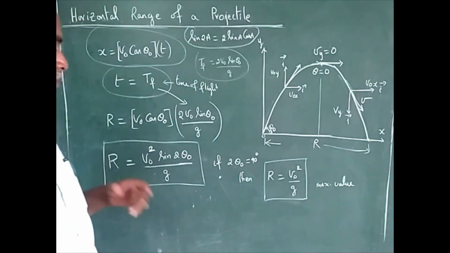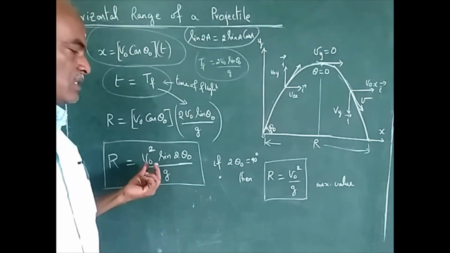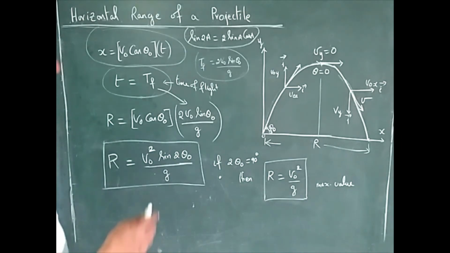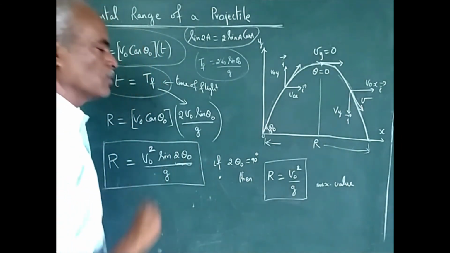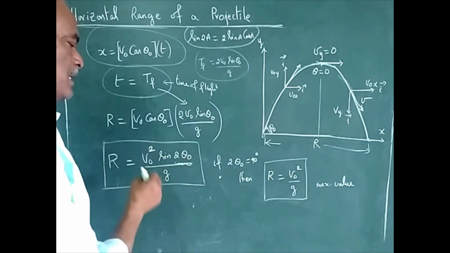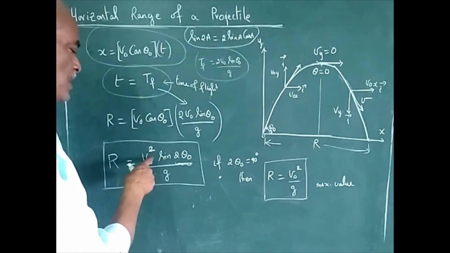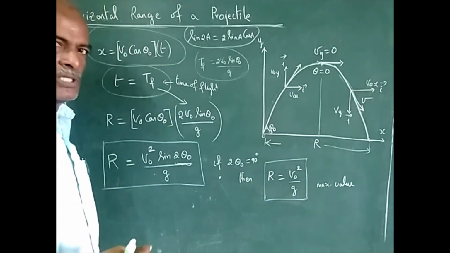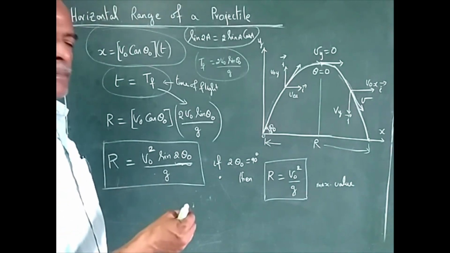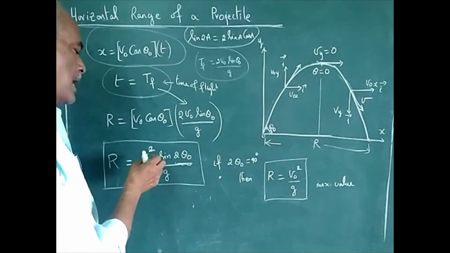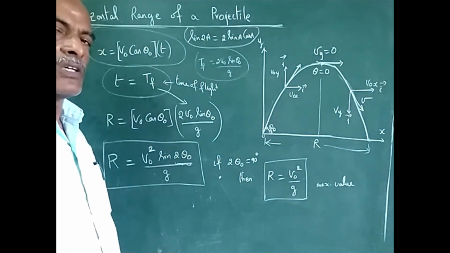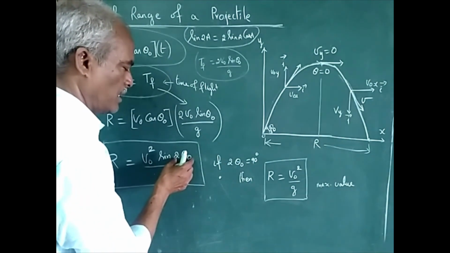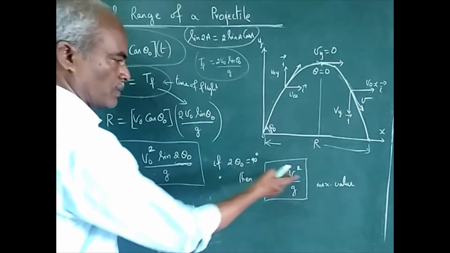Now once again this range depends on two values. One is the initial velocity, and the other is the angle theta naught, this angle. But suppose 2 theta naught is equal to 90. Assume this is 90. So sin 90 is 1. Therefore R equals V naught square by g, which is the maximum range you can get with this angle theta naught and the initial velocity V naught. Okay, that means if 2 theta naught is equal to 90, sin 90 is 1, and 1 into V naught square is V naught square by g.